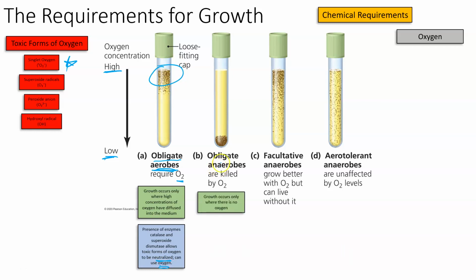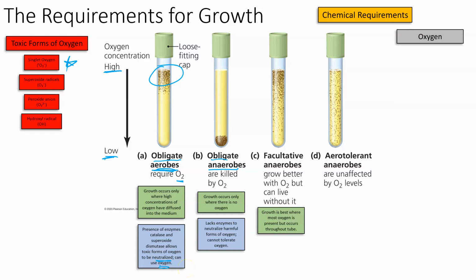Obligate anaerobes are the exact opposite. They are obligated to be anaerobic, meaning they are killed by oxygen. Growth occurs only where there is no oxygen, and as you can guess, they lack the enzymes catalase and superoxide dismutase, and so if they lack those enzymes, they cannot neutralize them, and so those toxic forms of oxygen are toxic, right? They kill the bacteria, so they cannot grow where oxygen is present. Just think of it, oxygen is basically a poisonous gas for them. They cannot tolerate it, and they cannot neutralize it.